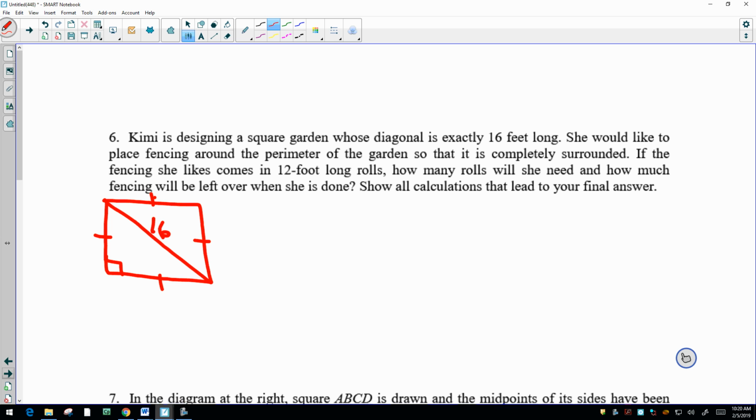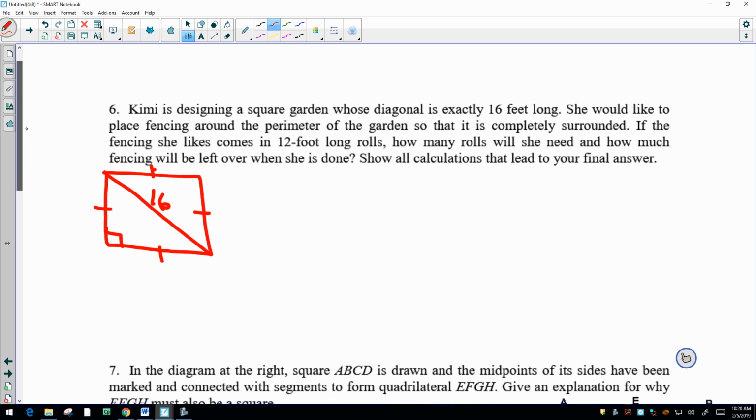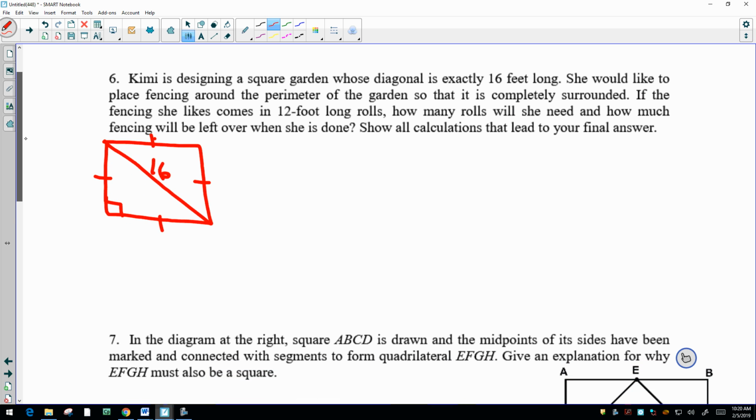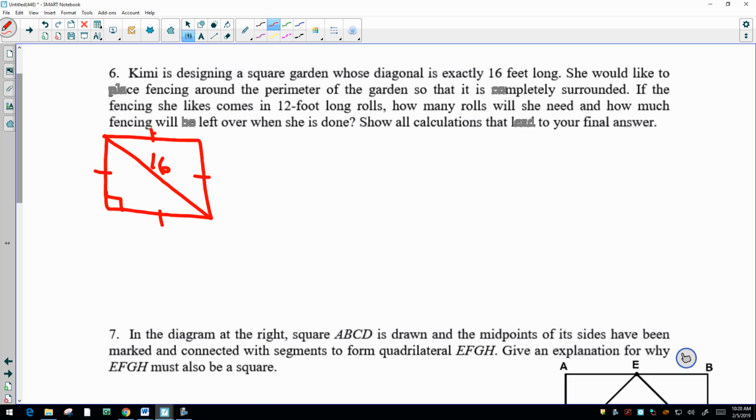And it said she would like to place fencing around the perimeter of the garden so that it is completely surrounded. If the fencing she likes comes in 12-foot long rolls, how many rolls is she going to need and how much fencing will be left over when she's done? Okay, well, the first thing we probably have to figure out is what's the length of one of the sides. What do I know about the lengths of the sides? They're equal, and I have no idea what they are.